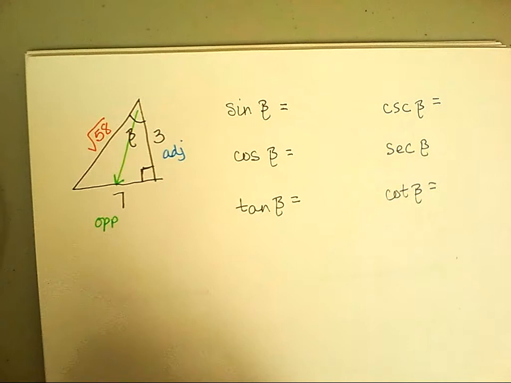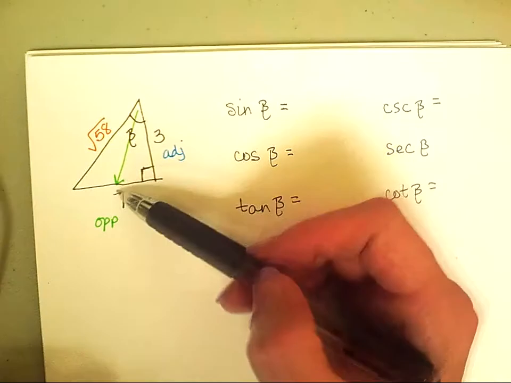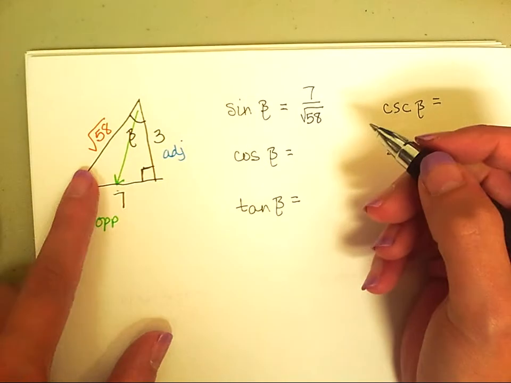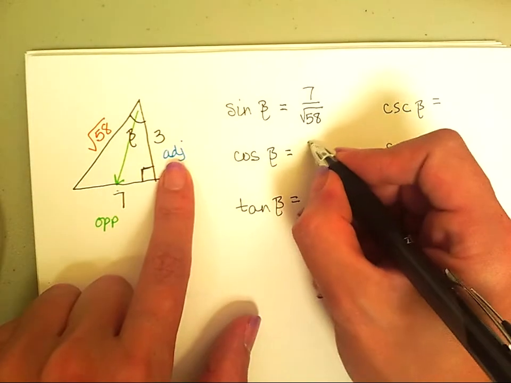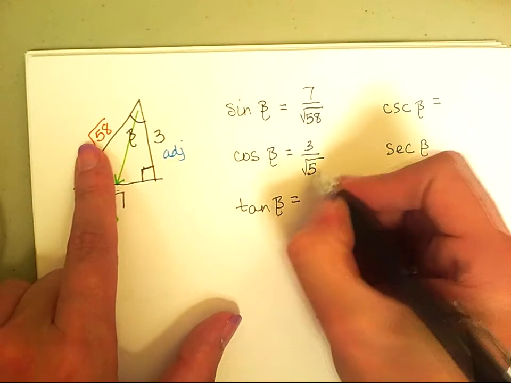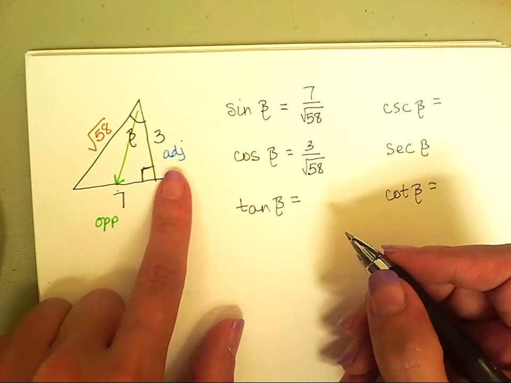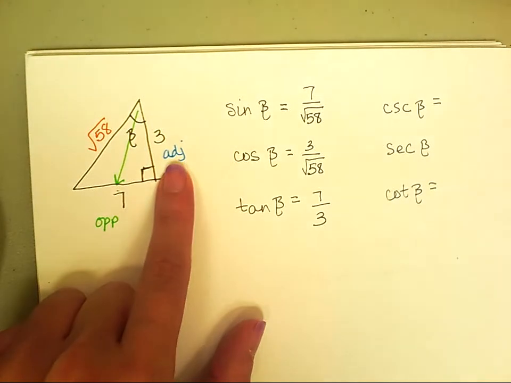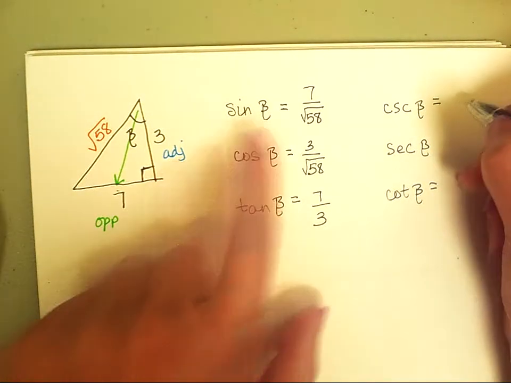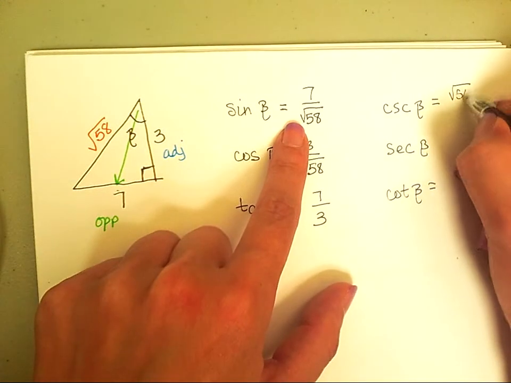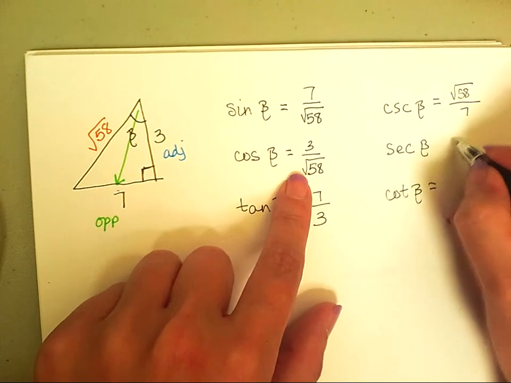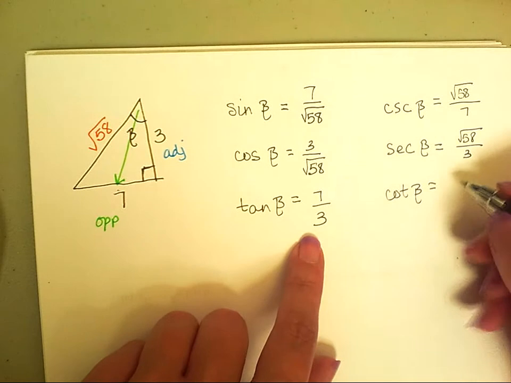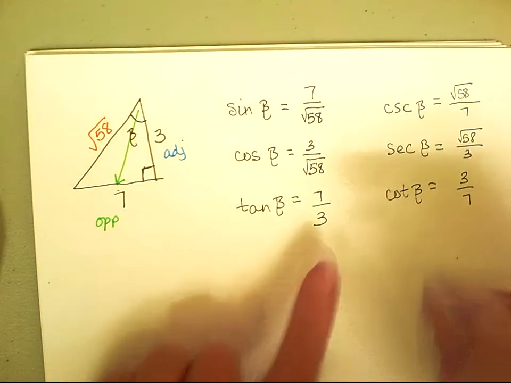Okay. So the sine of beta is the opposite over the hypotenuse. The cosine of beta is the adjacent over the hypotenuse. The tangent is the opposite over the adjacent. And now we can take the reciprocals. The cosecant is square root of 58 over 7. The secant is square root of 58 over 3. And the cotangent is 3 over 7.